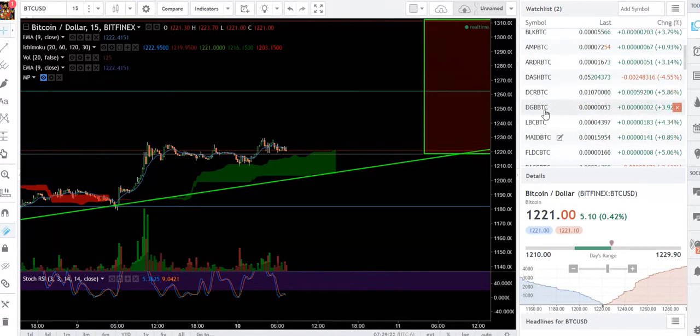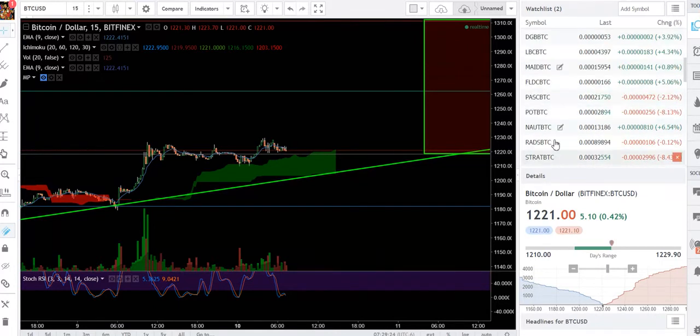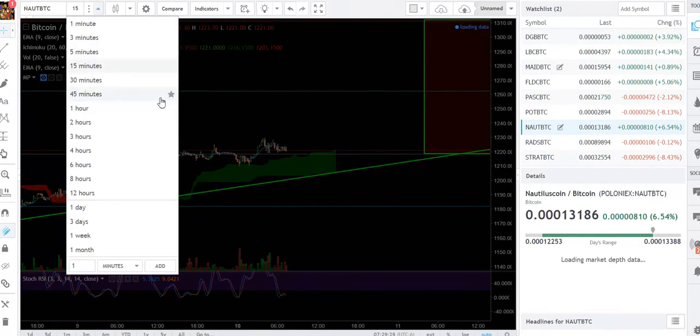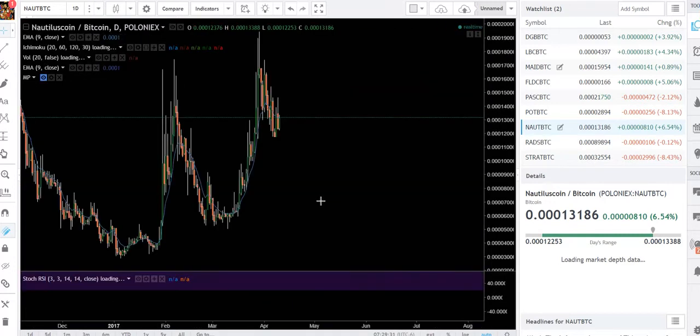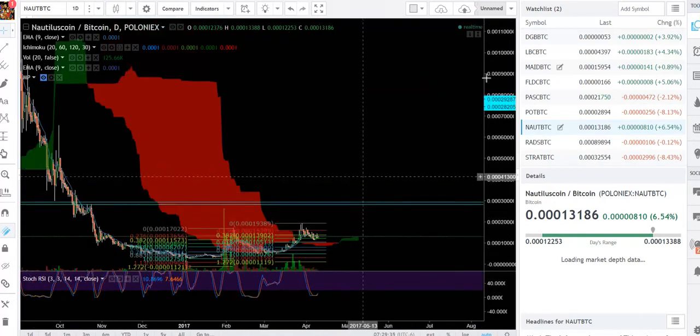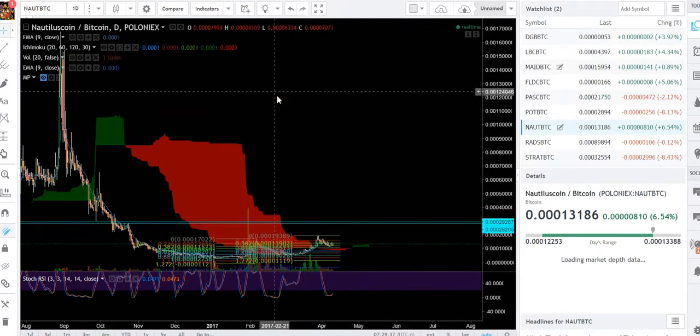All right, and we can use that for basically anything. I mean, for instance, let's look at Nautilus coin. Nautilus coin is a good example, how on the daily. Okay, let me remove these drawing tools here.